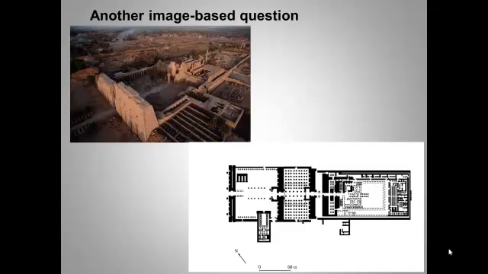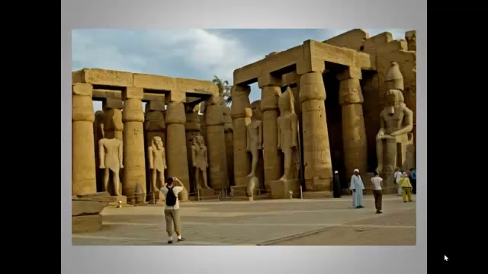I don't think you'll have a hard time with this one, but do note that the plan comes without labels. So here's a hint. He begins here. You remember this term, right? He enters an open courtyard.